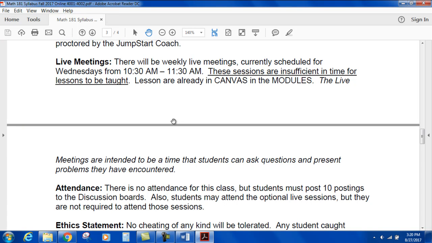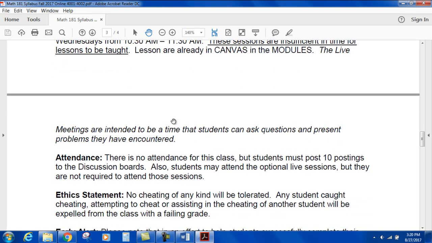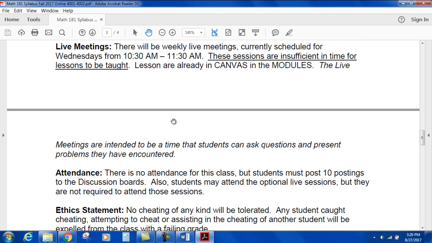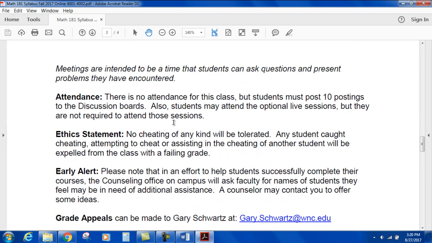That's the time I think I've worked out best with my schedule and the schedule for the people in the Jumpstart section. So they're not required for the people who are not in Jumpstart. For those who are in Jumpstart, you need to be there. If you're not in Jumpstart, it's something you can do. They are archived, so you can watch them later. Attendance. There is no attendance for this class, but students must post 10 postings to the discussion boards. Also, students may attend the optional live sessions, but they are not required to attend those sessions, except Jumpstart students, for whom they are intended.